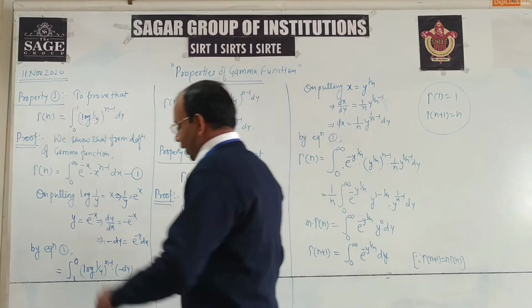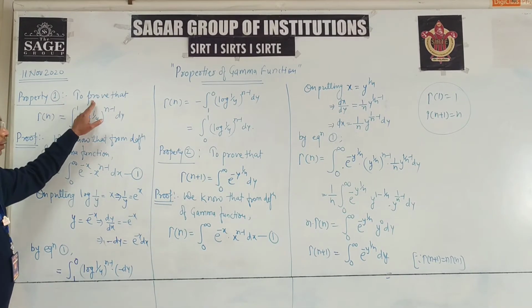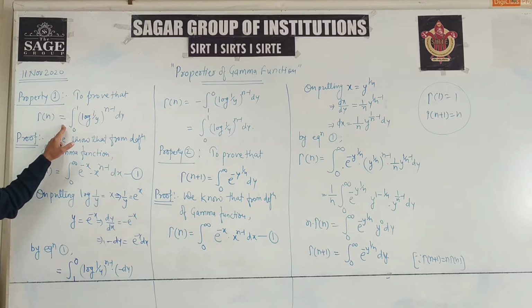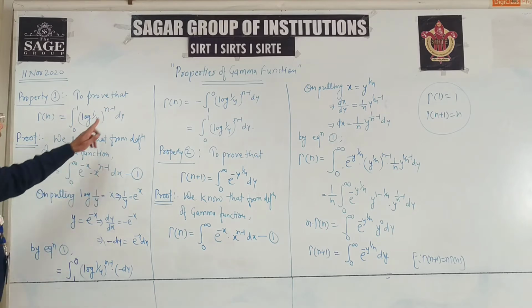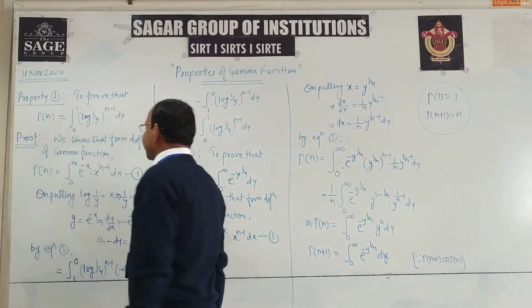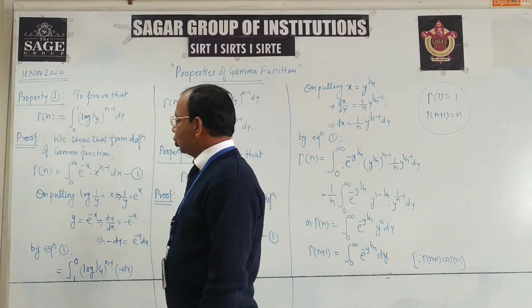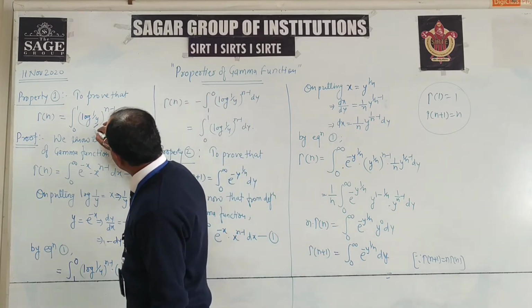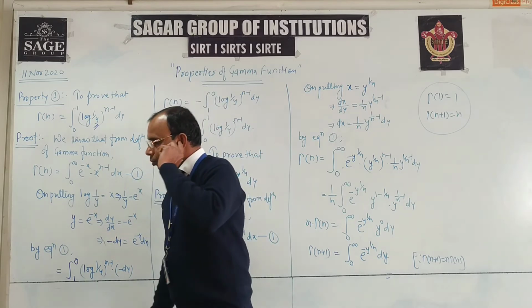The next property of gamma function is to prove that gamma n is equal to the integration from 0 to 1 of log 1 upon y to the power n minus 1 dy. Now this is a very important part of the properties. Substitution is a very important part of gamma function and beta function.